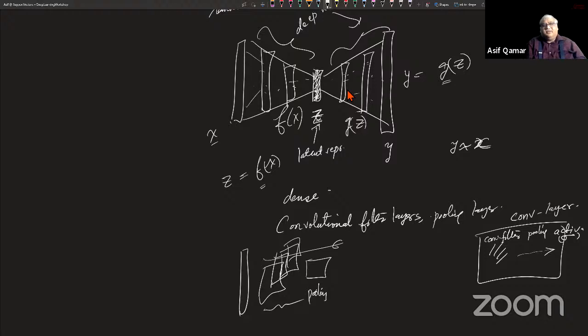I haven't seen anyone put, actually, somebody must have put transformers, attention layers also in there. I don't know. So you can do that. So you have convolutional autoencoders, denoising autoencoders.